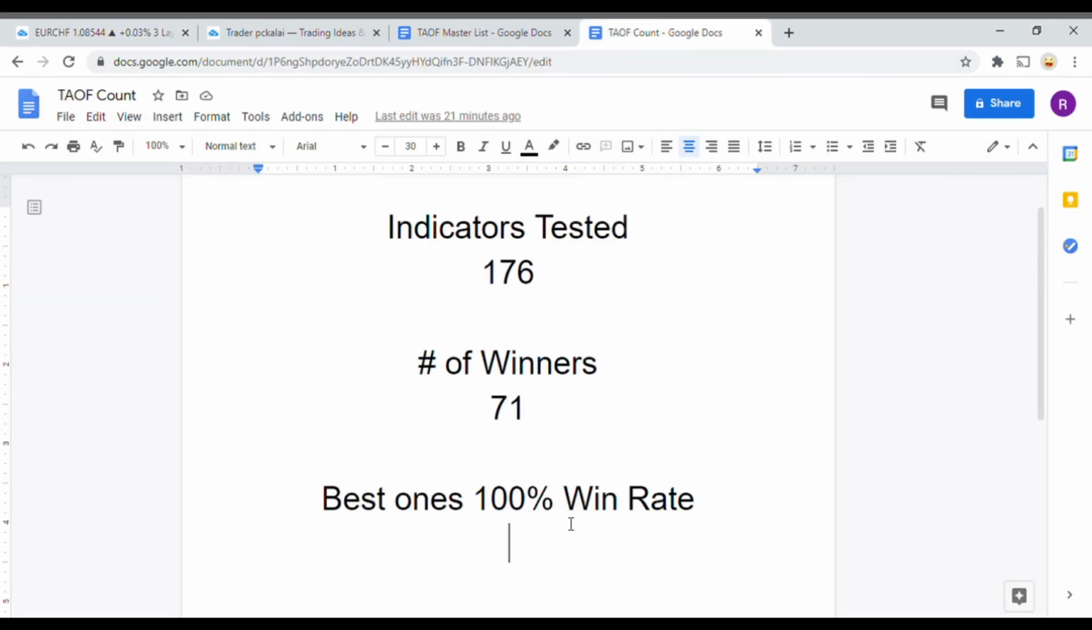But before we do, I wanted to put the indicator scoreboard up for everyone to see. So, to date, we have tested 176 indicators. And out of those 176 indicators, 71 of them have been winners, which means that they have met or exceeded the 60% win-loss ratio threshold that we have set for them. The best ones so far were able to achieve a 100% win rate.